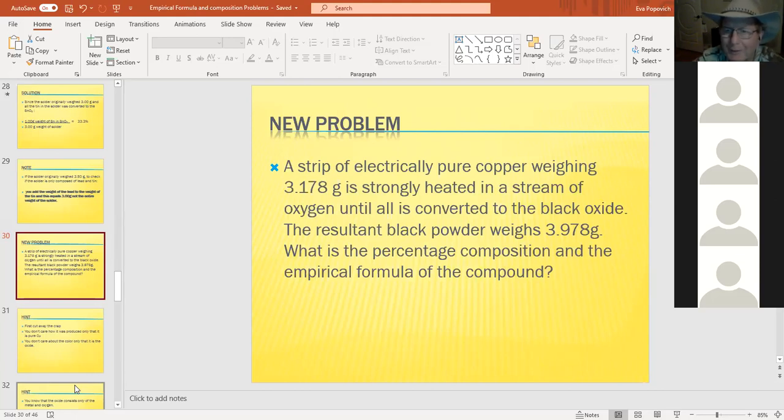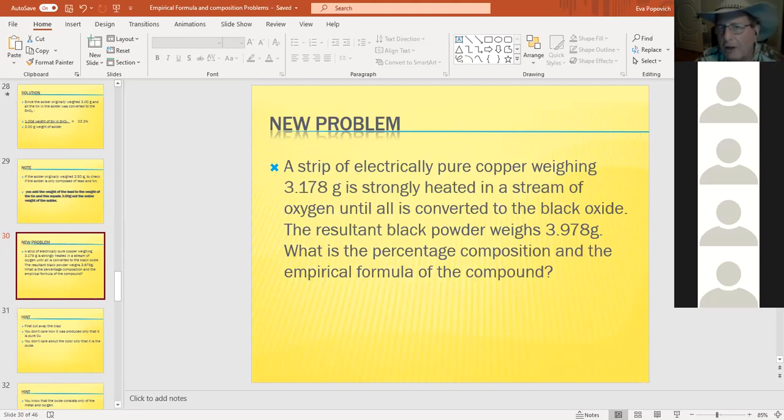Danny, black powder. What's that? Black powder? Nope. Okay. It's got oxygen. It's the black oxide. What's it the oxide of? What did I heat? Copper. So my oxide consists of copper and oxygen. Anything else? No.